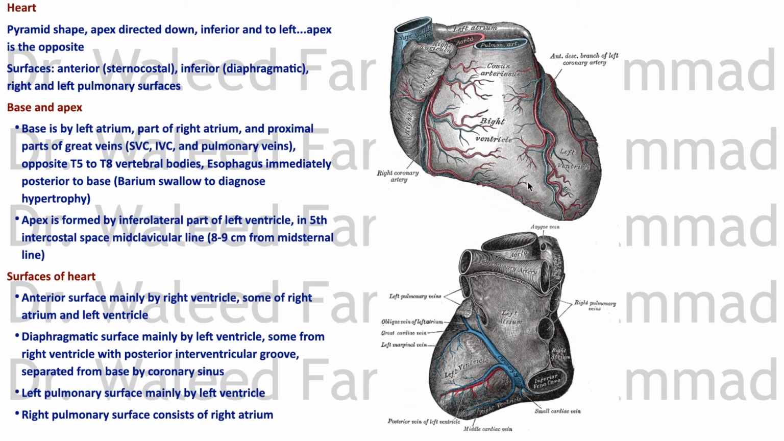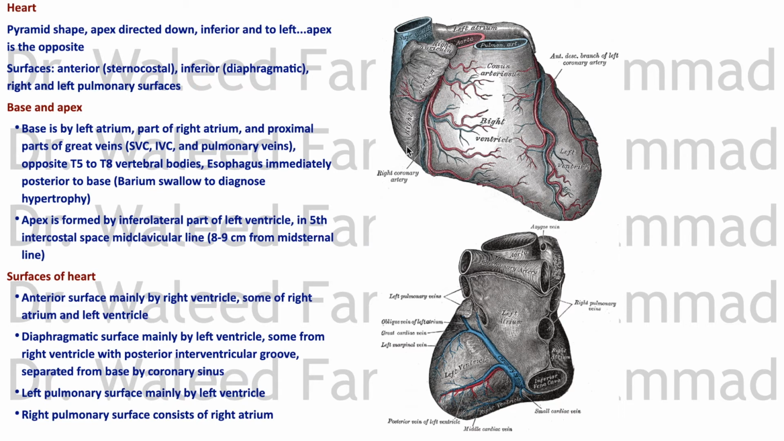The anterior surface of the heart is mainly by the right ventricle, little by the left ventricle, and by the right atrium. Diaphragmatic surface, the one you see here, mainly by the left ventricle and little by the right ventricle, with the posterior interventricular sulcus in between, okay, with the vessels in it. And the left pulmonary surface is by the left ventricle. The right pulmonary surface is by the right atrium.